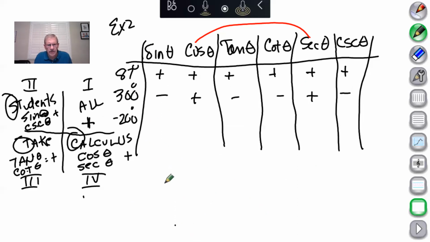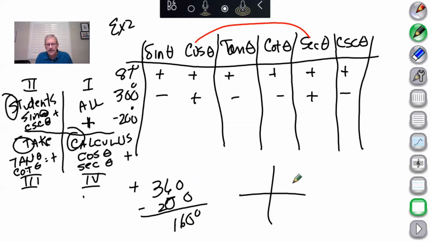Negative 200 degrees. Well, a positive 360 plus a negative 200, I guess it was, is 160 degrees. So our angle is going to be between 0 and 180 right here. So our angle is right in here. Again, initial, terminal.